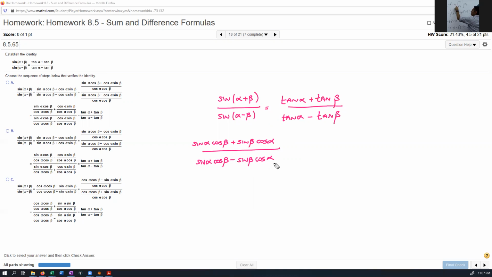Do I want to split this into two? I don't really want to split this into two. Let's see, where are we trying to get? We're trying to get to this, right? So let's think about how we can make this happen.